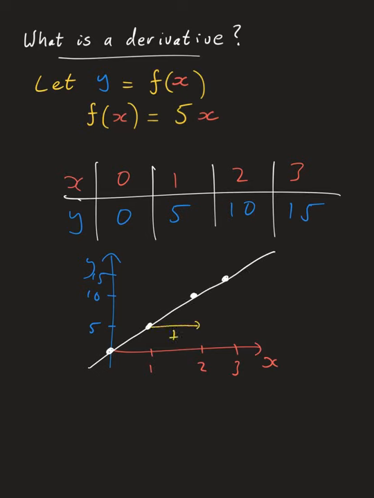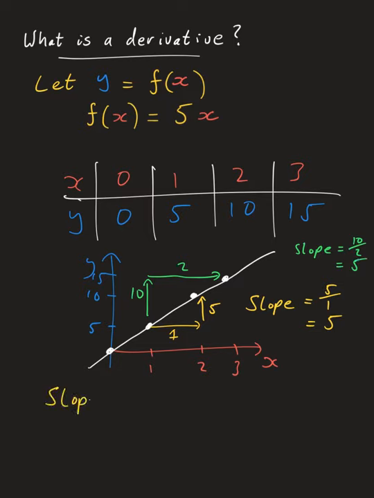Let's look at the slope of this line. For every 1 I go over on the x-axis, I go up 5 on the y-axis. So we say that the slope here is 5 over 1, or just 5. This is a straight line, so I'll get the same value of the slope no matter what 2 points I pick. If I go between 1 and 3 on the x-axis, I go over 2 and I go up 10. So 10 over 2 is still just 5, a slope of 5.